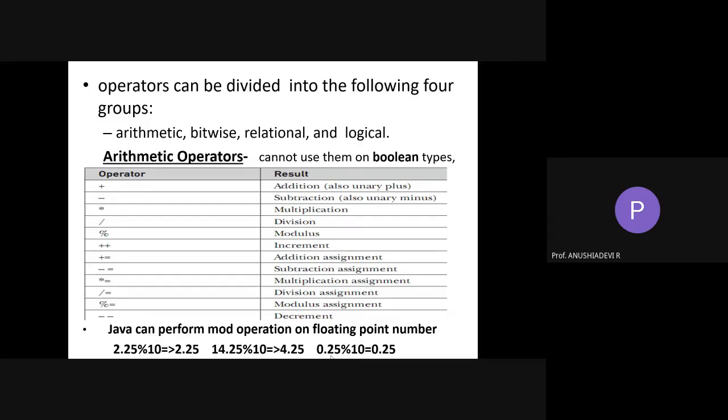So we cannot use the modulo operator on floating point and double types in C++, but in Java it is possible. The modulo operator can work with the floating point type. Got it? Arithmetic operators cannot work with the Boolean type. And here the modulo operator can work with the floating point type also. So, got it?